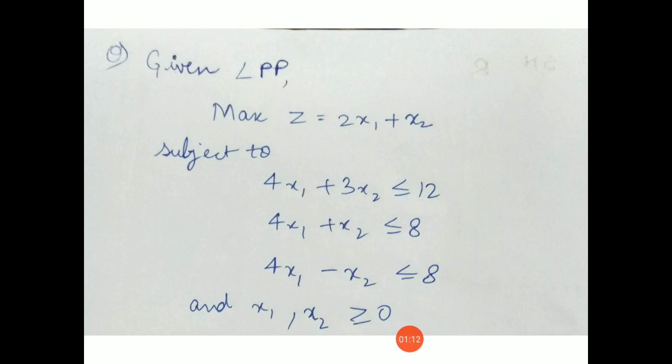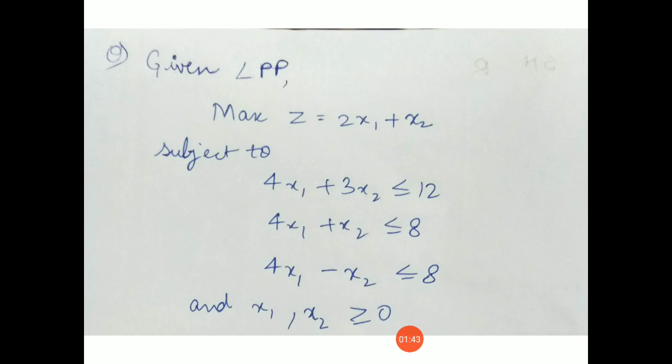So here is a linear programming problem where I have to maximize the objective function, and the objective function is 2x1 plus x2, which is subject to three inequality constraints. They are 4x1 plus 3x2 less than or equal to 12, 4x1 plus x2 less than or equal to 8, 4x1 minus x2 less than or equal to 8, and where x1 and x2 are greater than or equal to 0.